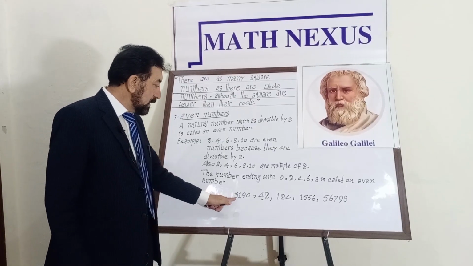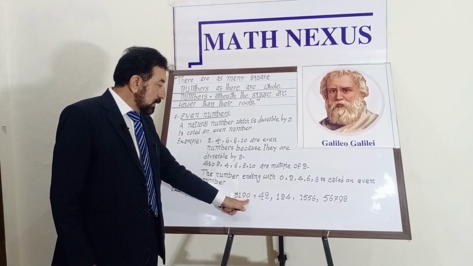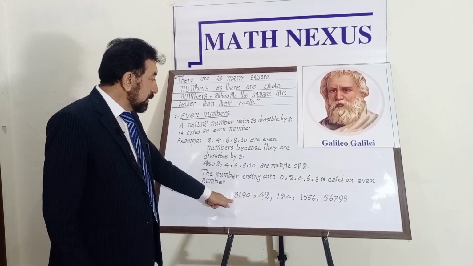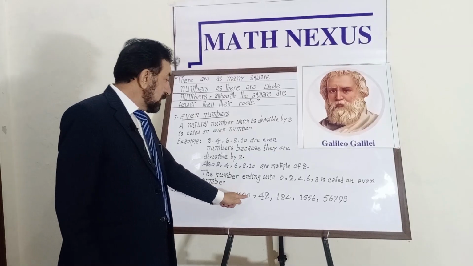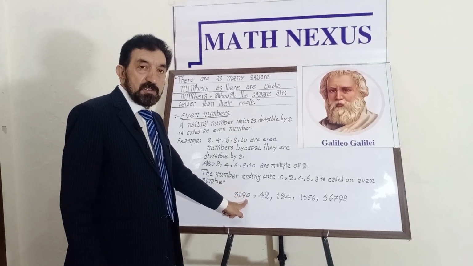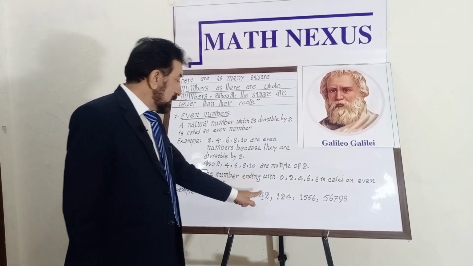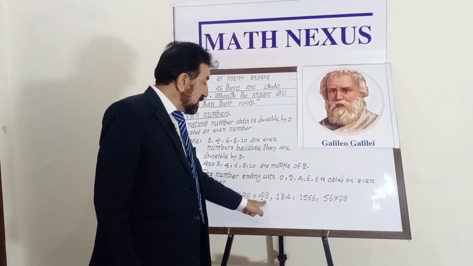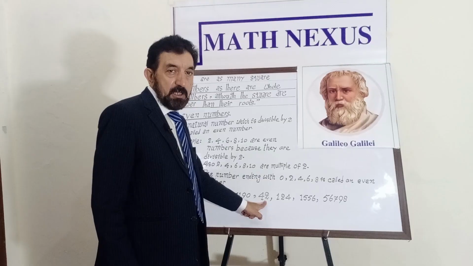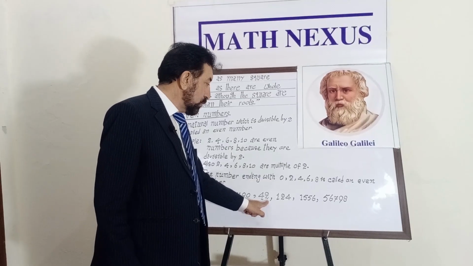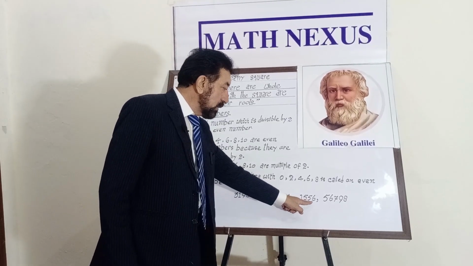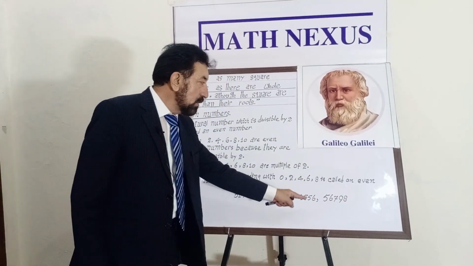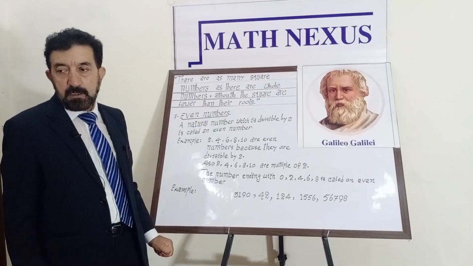Example, this is an even number because there is 0 in its unit place. This is an even number because there is an even number in its unit place too. Similarly, 4, 6 and 8. These are all called even numbers.